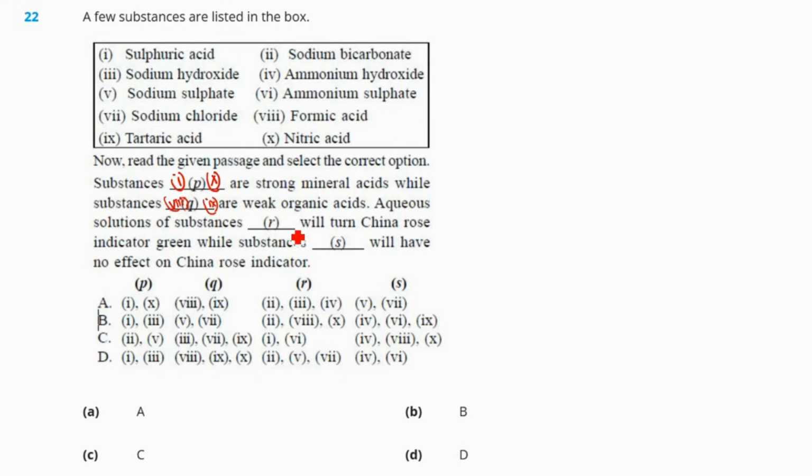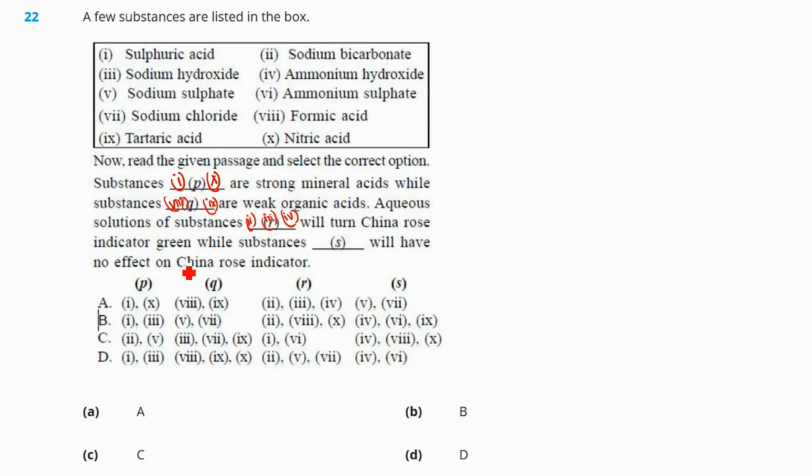Aqueous solution of substance R will turn China rose indicator green. Just now I said China rose indicator turns green in case of bases. So sodium bicarbonate is a base, sodium hydroxide is a base, 3, 2, 3, ammonium hydroxide is a base, 4.